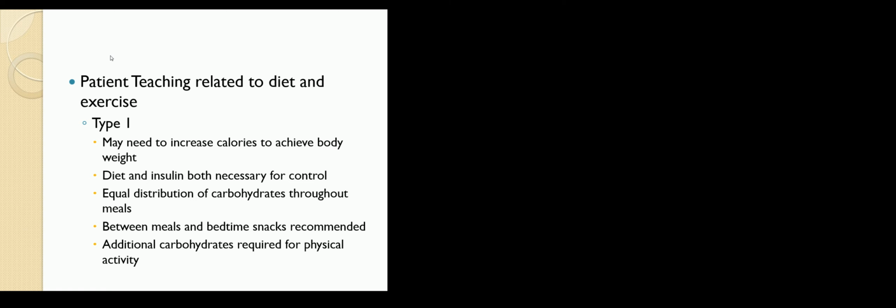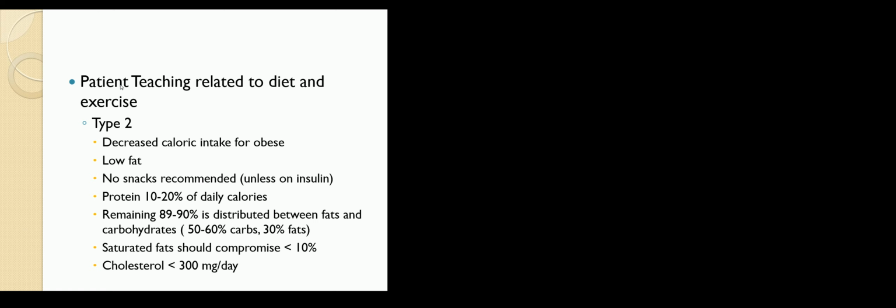Patient teaching related to diet and exercise. Well, with type 1, it may be we actually want them to increase their calories. Diet and insulin are both necessary for control, and it may actually let them decrease their insulin dose a bit. Additional carbs are required for physical activity when type 1 are doing activities. With type 2, it's just the opposite. Usually we are doing dietary modifications to decrease caloric intake because most of these people are obese. Low-fat diet, no snacks are recommended unless they're on insulin.